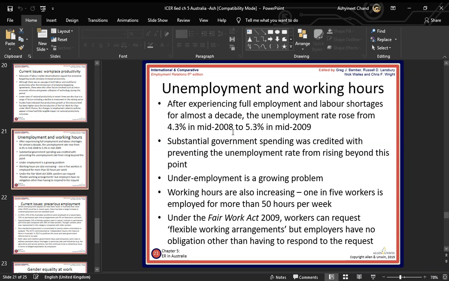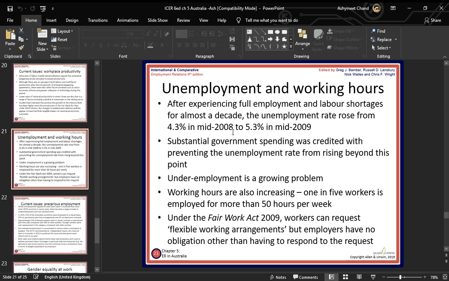Unemployment and working hours. After experiencing full employment and labor shortages for almost a decade, the unemployment rate rose from 4.3% in mid 2008 to 5.3% in mid 2009. Substantial government funding was credited with preventing the unemployment rate from rising beyond this point. Underemployment has been a growing problem. Working hours are also increasing.